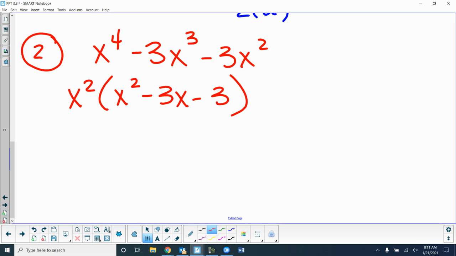Okay? But since I got the GCF of x squared, what do I do to get x? Square root.